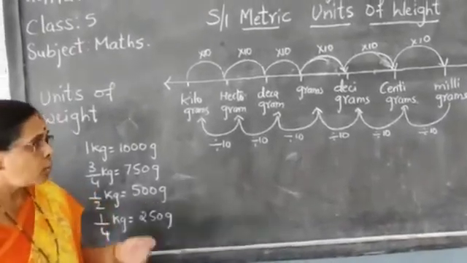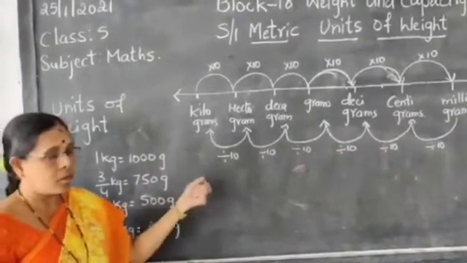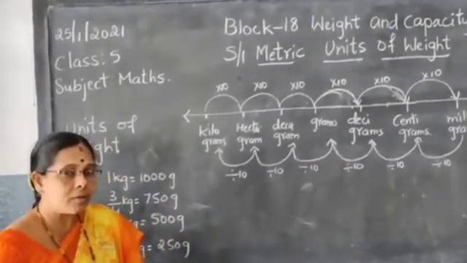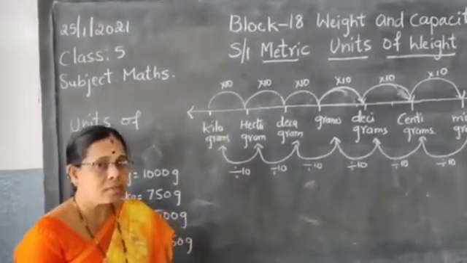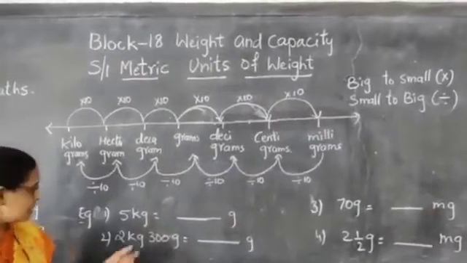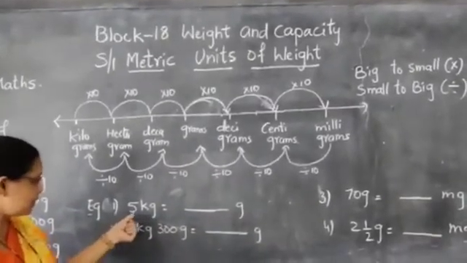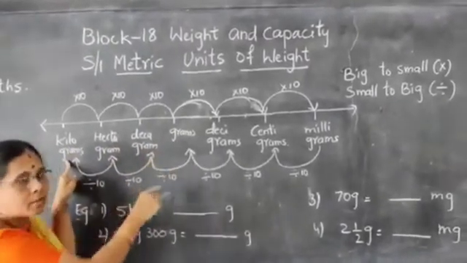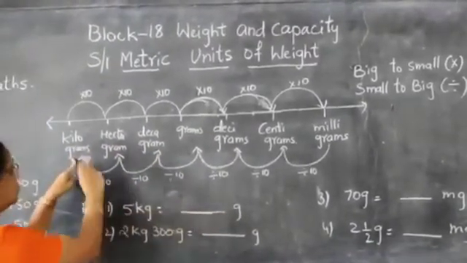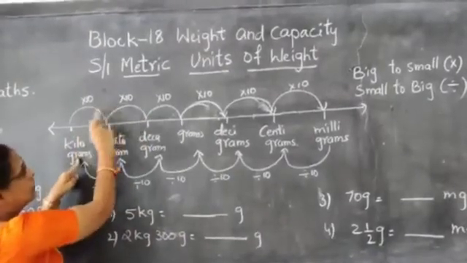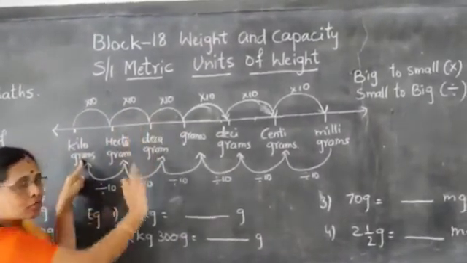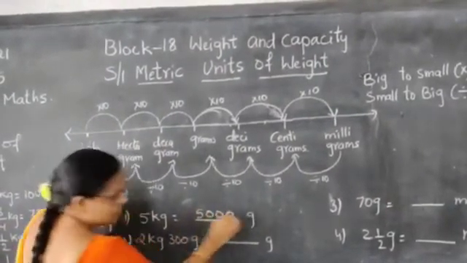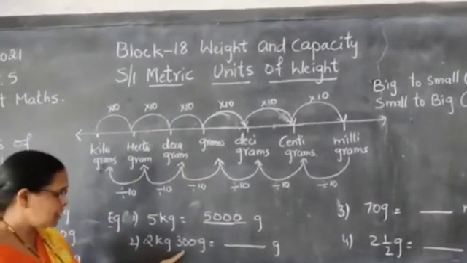Now I will show you how to convert some examples. I will show you how to convert kilograms to grams, grams to milligrams. Generally we use in our life kilograms, grams, milligrams. Okay. So now I am showing you some examples. First one, 5 kg. 5 kg is equal to how many grams? Kg to grams, bigger unit to smaller unit. So how much you have to multiply? 10 times 100, 100 times 1000. So 5 kg is equal to 5 into 1000, so 5000 grams.